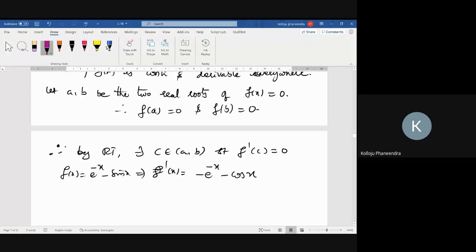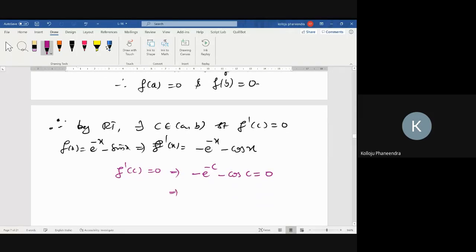Okay, so f dash c equals 0 implies what? Minus e power minus c minus cos c equal to 0. Done? Okay, that implies e power minus c plus cos c equals 0. Is it correct? Right. That implies cos c equal to minus e power minus c.